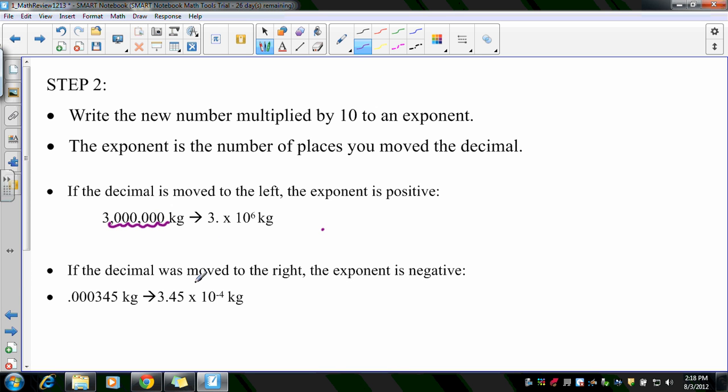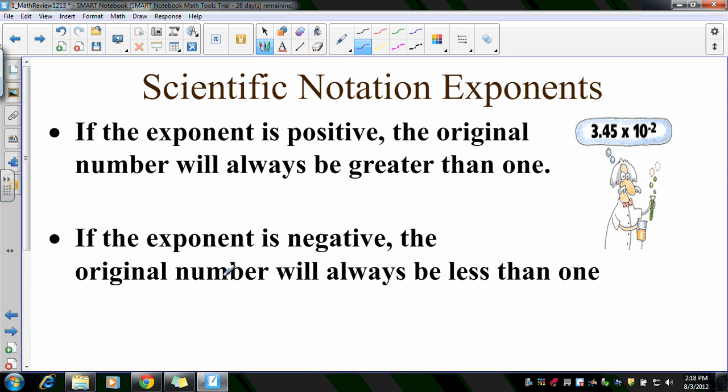If we moved it to the right, so started here and we moved it this way to 3.45, then the exponent is negative. So we moved it, review again, 1, 2, 3, 4 places. And since it went to the right, we need to make sure this becomes a small number again. So it's negative 4. 3.45 times 10 to the negative 4 kilograms. If the exponent is positive, it's a much larger number, so it'll be greater than 1. If it's negative, it will be less than 1, or a very small number. So we talked about that, didn't we?